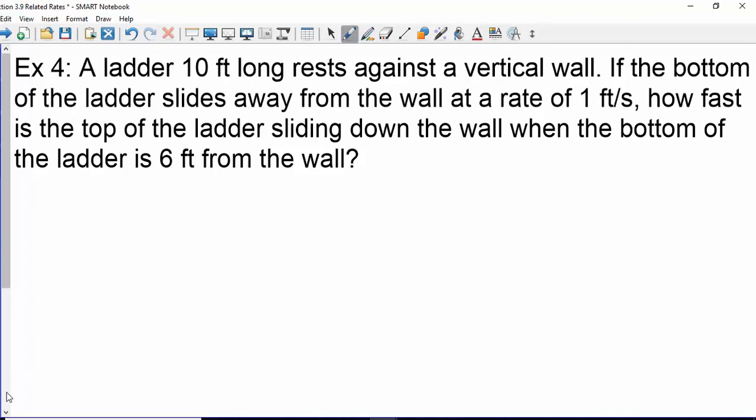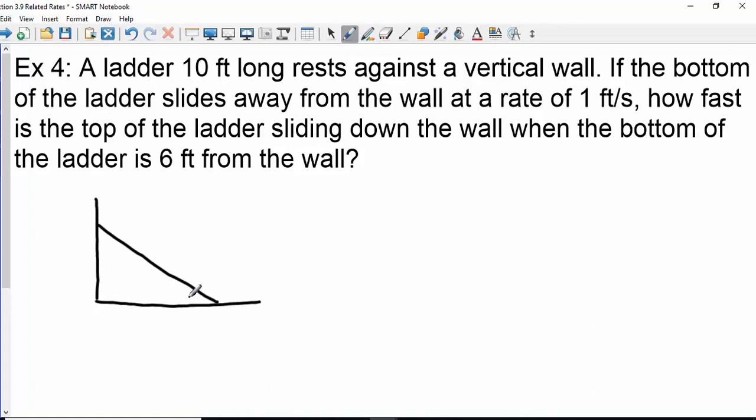So a ladder 10 feet long rests against a vertical wall. If the bottom of the ladder slides away from the wall at a rate of 1 foot per second, how fast is the top of the ladder sliding down the wall when the bottom of the ladder is 6 feet from the wall? So we need a picture. We have a ladder resting against a wall. So we would assume the wall and the floor make a right angle. We have this ladder here.